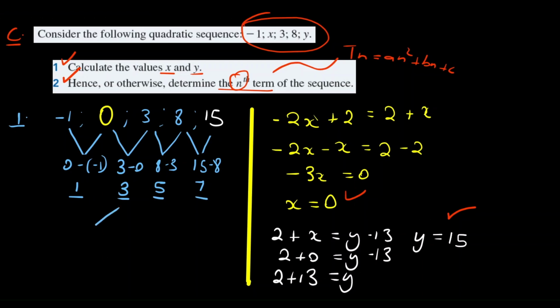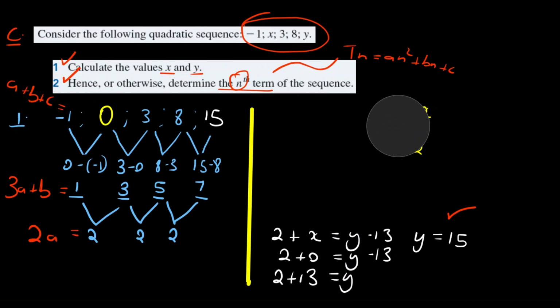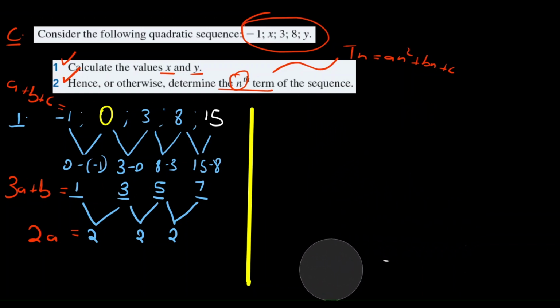And we're going to say 3 minus 1 is 2. 5 minus 3 is 2. And 7 minus 5 is 2. And we're calculating the general term. So we know that 2a is equal to 2, 3a plus b is equal to 1, a plus b plus c is equal to negative 1. So we go ahead and find our a value, b value, and our c value, and we're going to determine our general term.